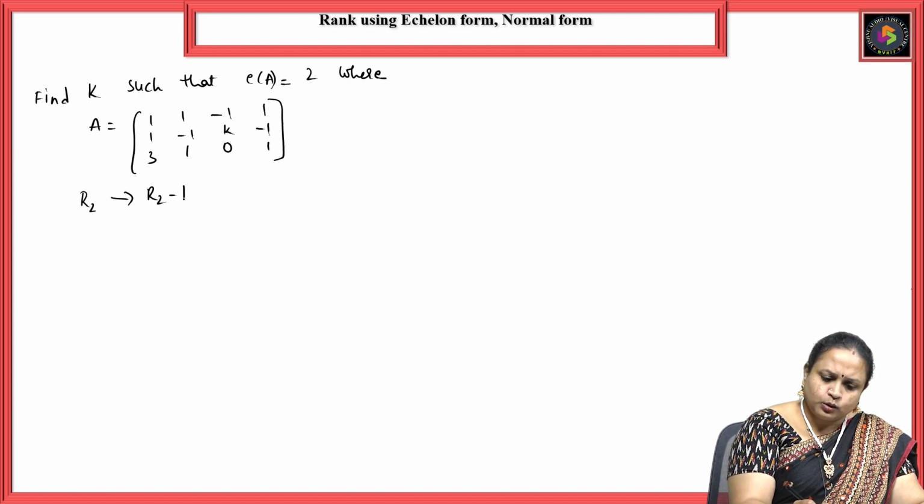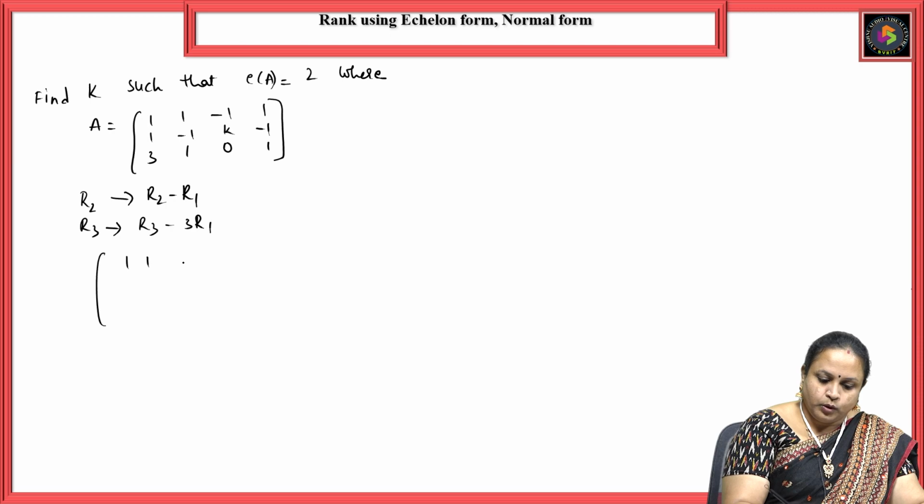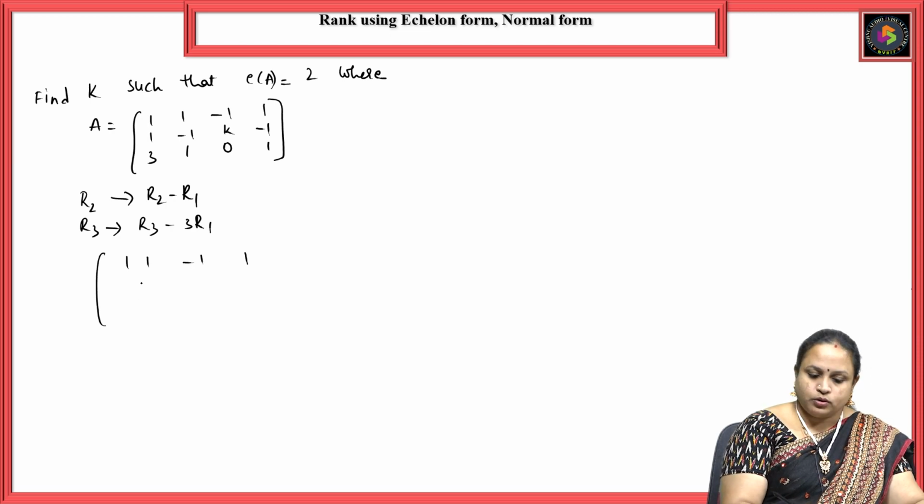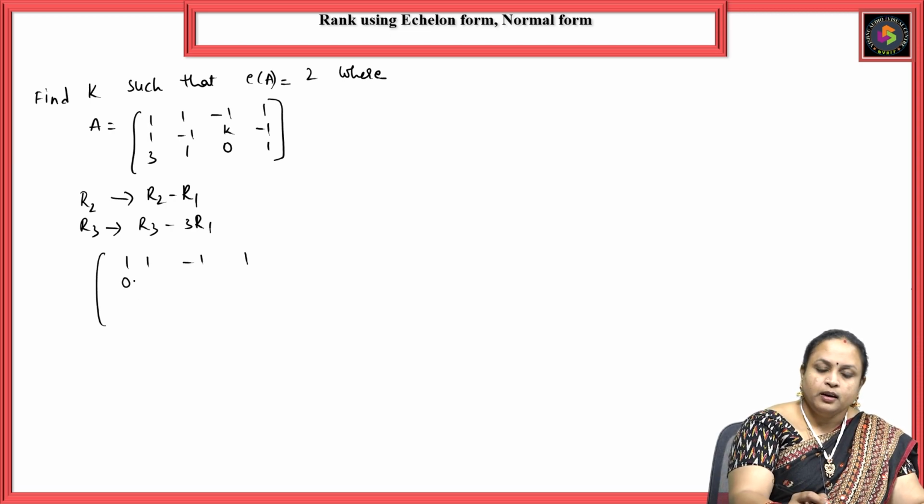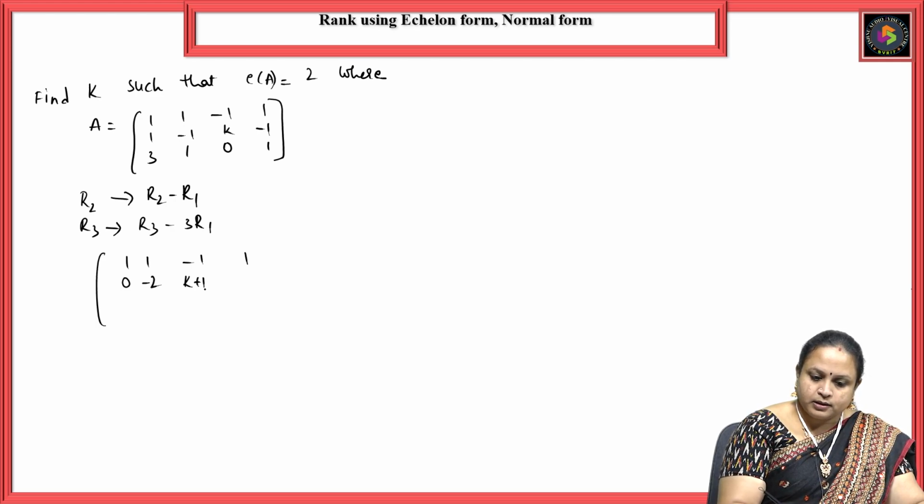Now let us convert this into echelon form. R2 implies R2 minus R1 and R3 implies R3 minus 3R1. So 1, 1, minus 1, 1. First row is not changing. So 0, minus 1, minus 1, minus 2. So it will become K plus 1, minus 1, minus 1, minus 2. So 0, 1 minus 3, minus 2. 0 minus 3 is plus 3. Then 1 minus 3, minus 2.